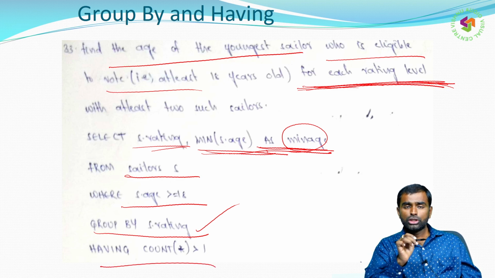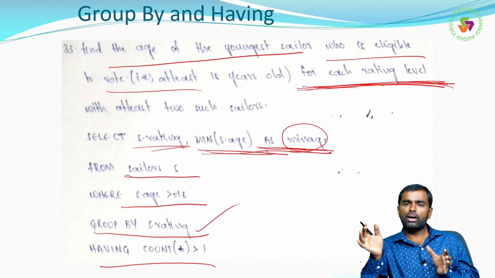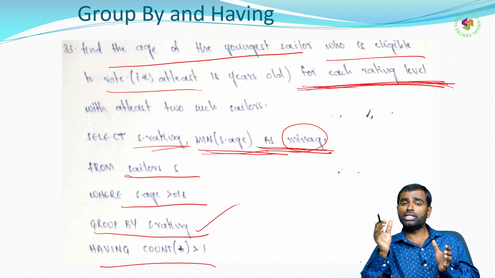Next, having. Different groups you have created. So for each group, what is the condition on the group? What is the condition you need? That you have to give in the having portion.